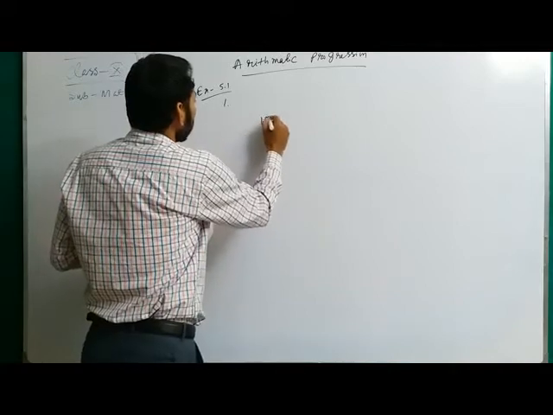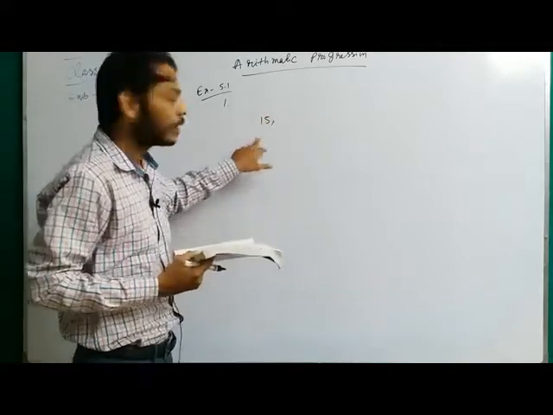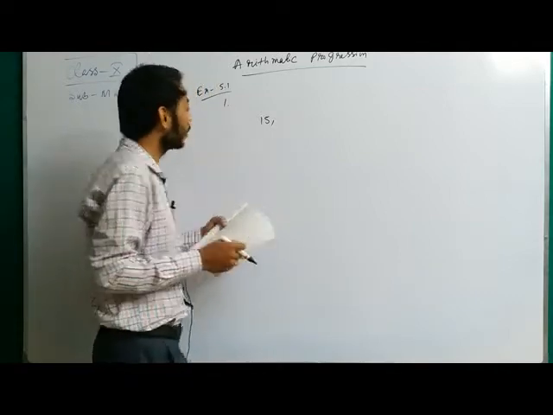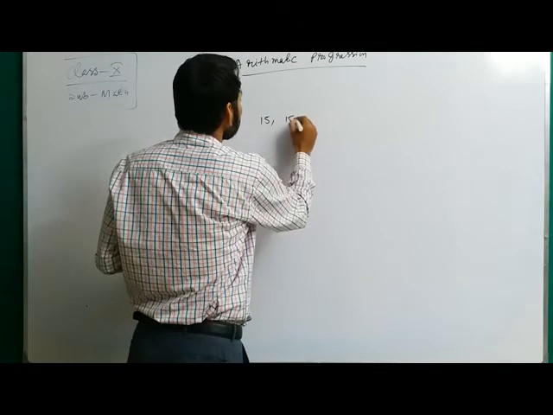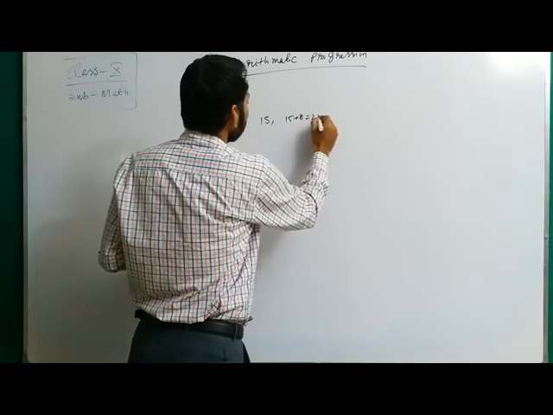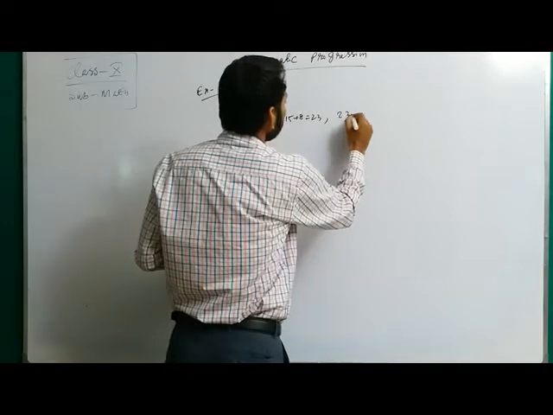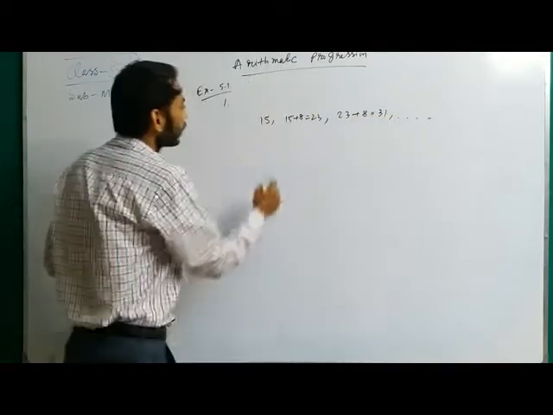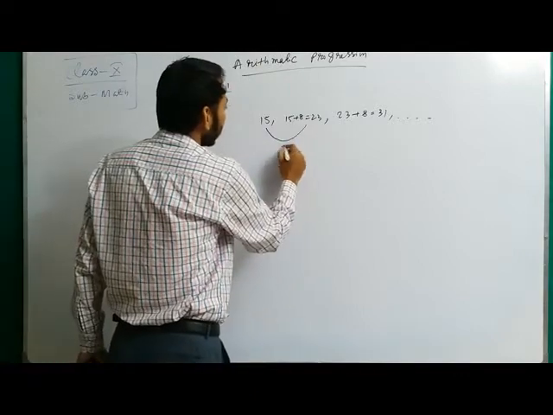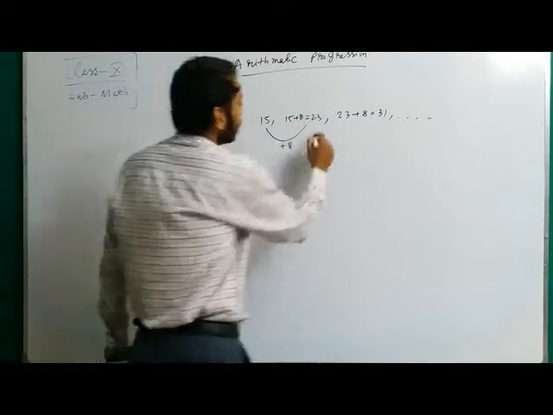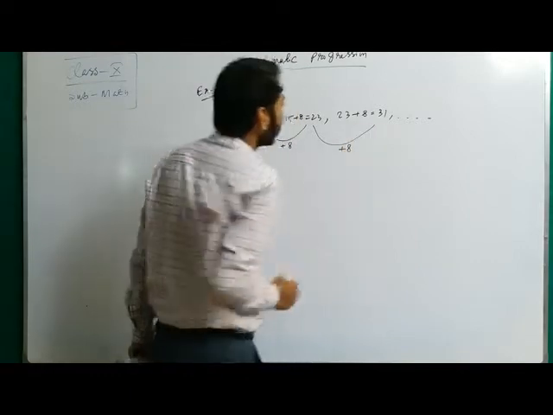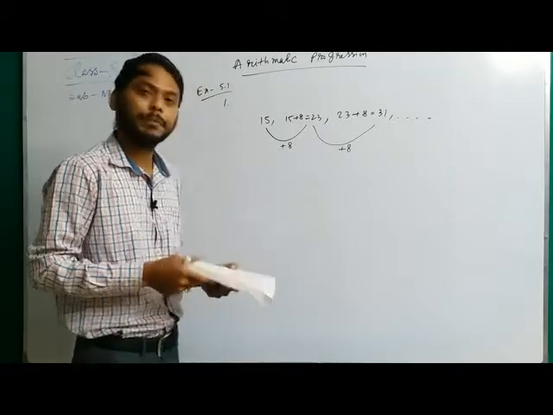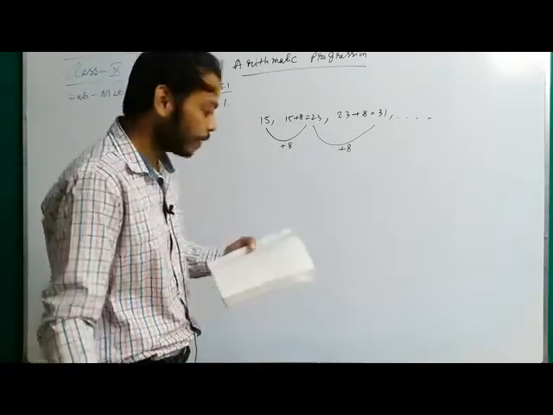So started with 15 for the first kilometer, then 8 will be added for each additional kilometer. So 15 plus 8, that means 23. Then again 23 plus 8, that means 31, and so on. So here the first term is 15, then 8 is added to get the second term, then again 8 is added to get the third term. In this way it will form an arithmetic progression. Okay. The first question will form an arithmetic progression.